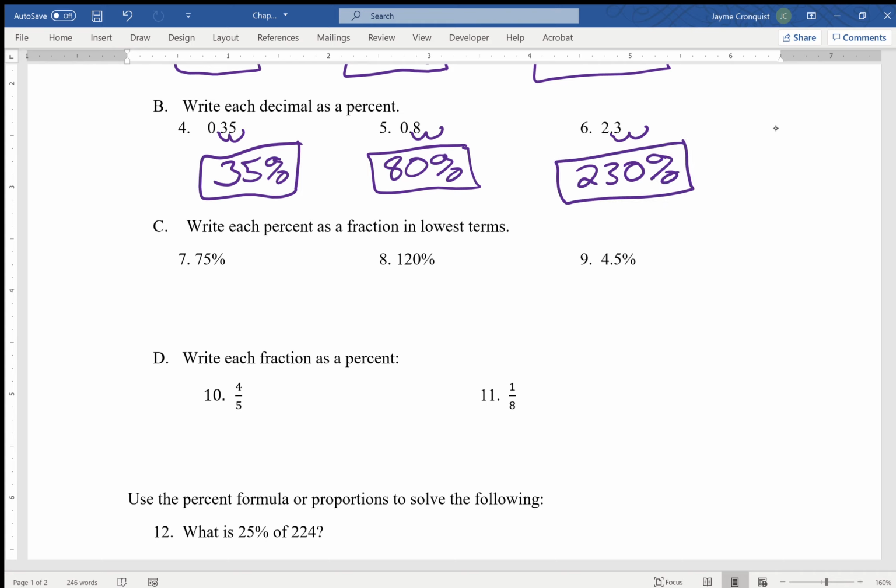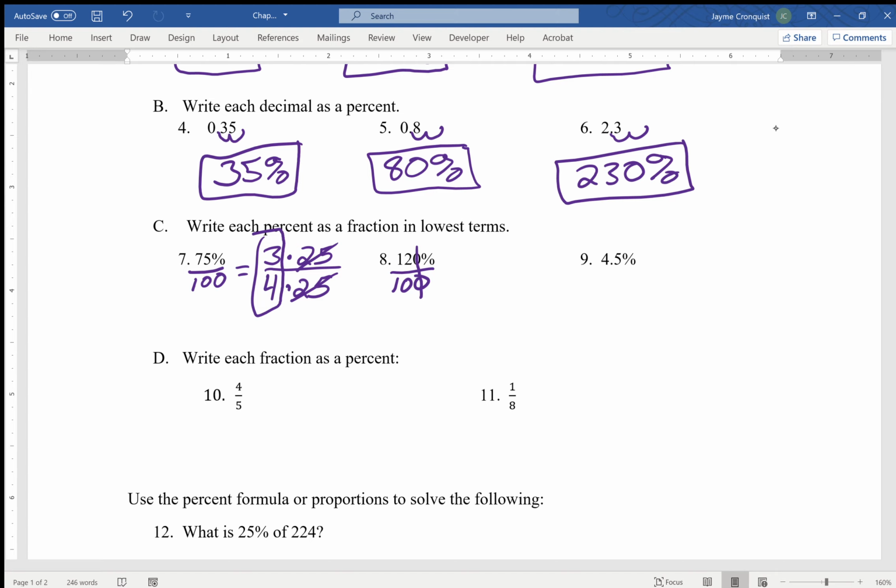All right, write each percent as a fraction in lowest terms. All right, remember, to do that, we just divide it by 100 and then simplify. Well, 75 is 3 times 25, and 100 is 4 times 25. So our answer is 3/4.